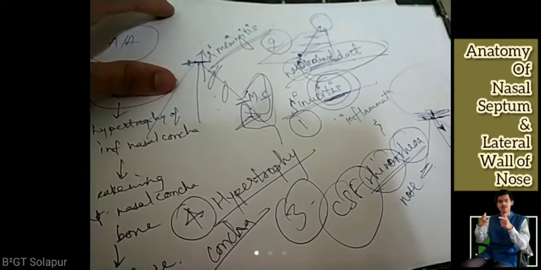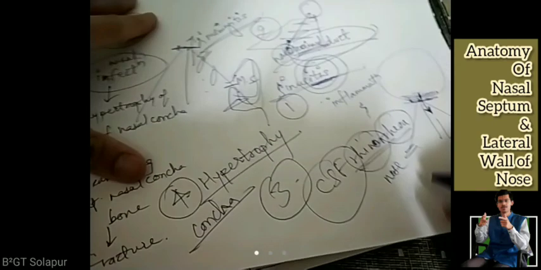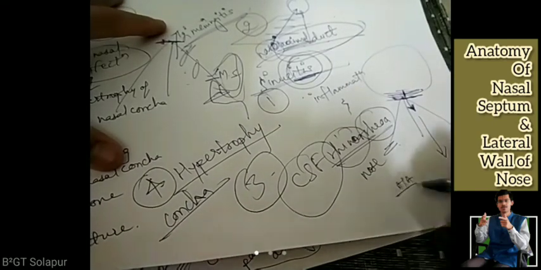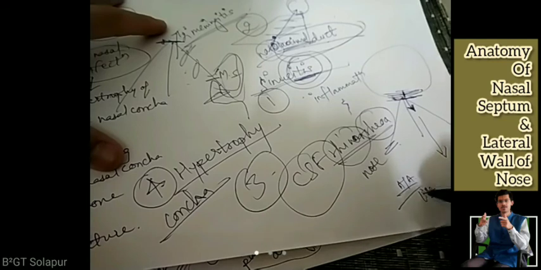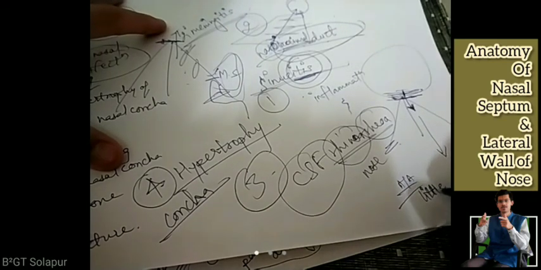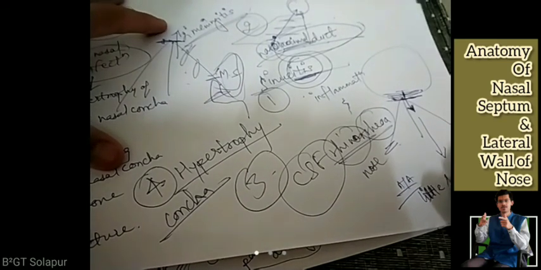Applied anatomy of the lateral wall. And we saw in the septum, what is the applied anatomy in the septum? Little's area, Kiesselbach's plexus, the artery of epistaxis, that is the sphenopalatine artery. And what is happening there?